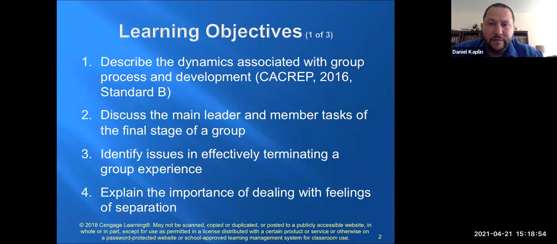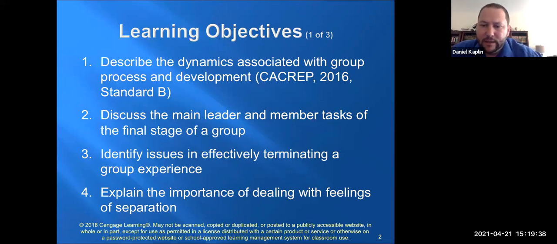But as with all of the lessons, we start with learning objectives, and we want to understand the group dynamics associated with the group process and development, right? We'll talk about the main leader and member task at the final stage of group. You may recall, even though we've moved away from it, we talked about the initial stage, transition stage, a working stage. Now we're at the final stage, right? And we want to think about the main tasks that the group leader, as well as the members of the group, experience at the end of group.